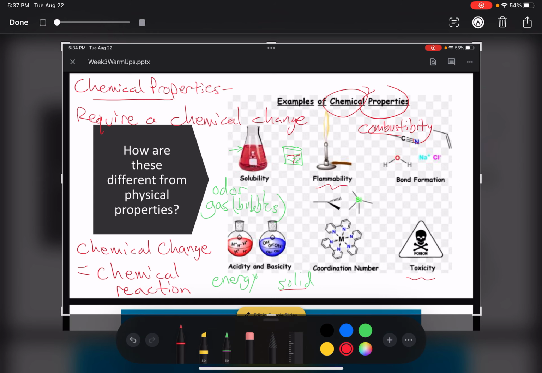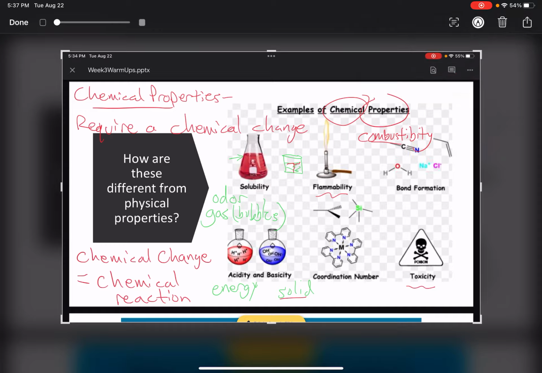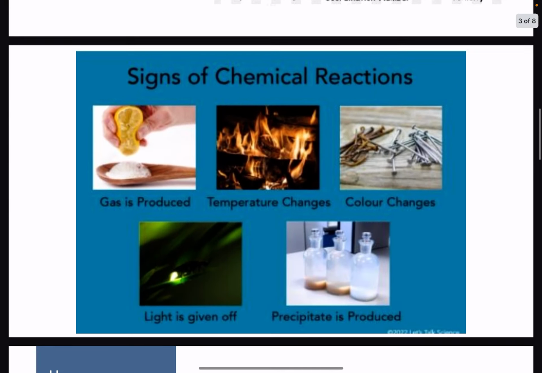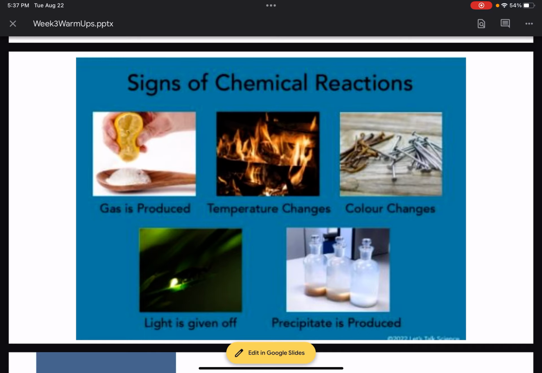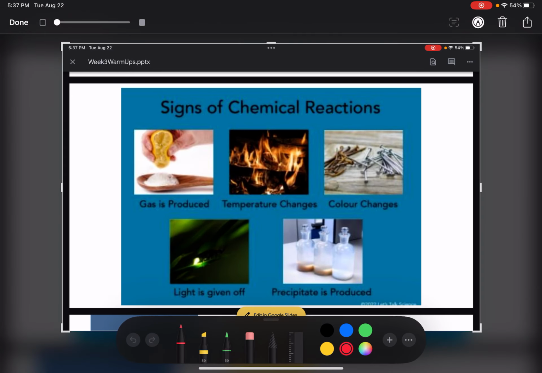All right, let's go ahead and delete this and look at the new one. All right, so here we have, and the one thing I forgot to mention there was the light given off. So these are all indicators of chemical reactions.